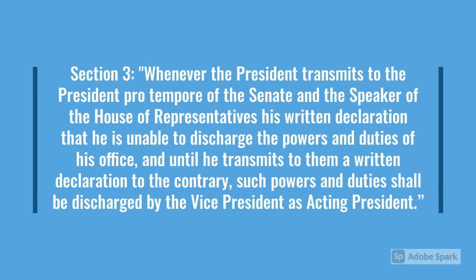Section 3 says, whenever the President transmits to the President pro tem of the Senate and the Speaker of the House of Representatives his written declaration that he is unable to discharge the powers and duties of his office, and until he transmits to them a written declaration to the contrary, such powers and duties shall be discharged by the Vice President as acting President.